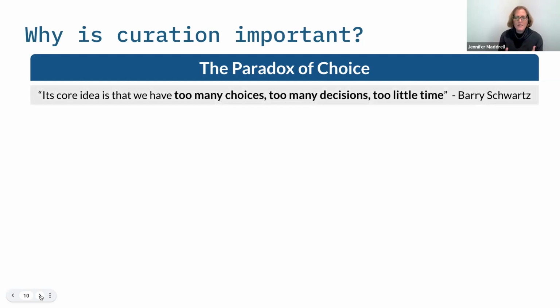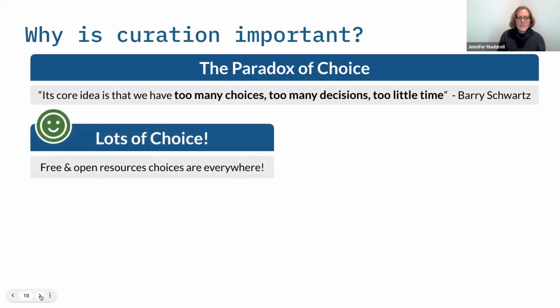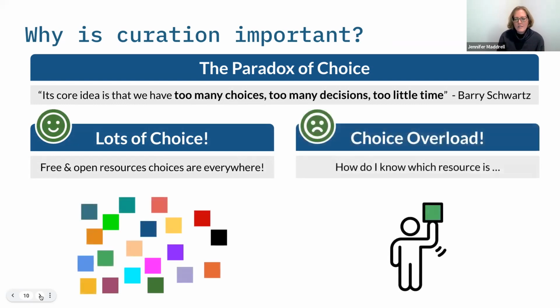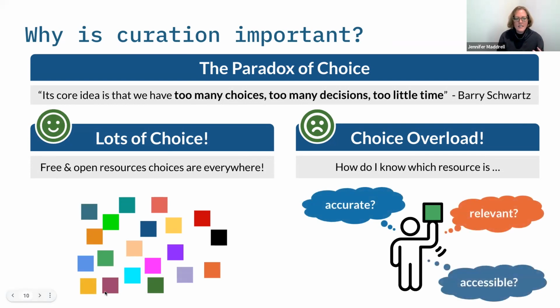And unfortunately, we have less and less time in our day to find things that work for our learners and our context. So it's great that we have lots of choice, lots of free and open resources out there. But as I'm sure many of us can appreciate, that choice comes with overload. How do I know which resource will work for me? So the things we are focusing on are: are the resources accurate? Are they relevant? Are the accessibility features there? Are they things that we can align? That's what we're going to be spending time on today.